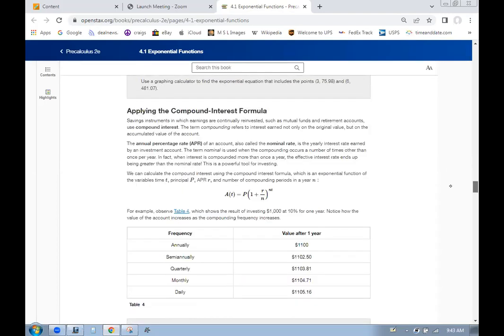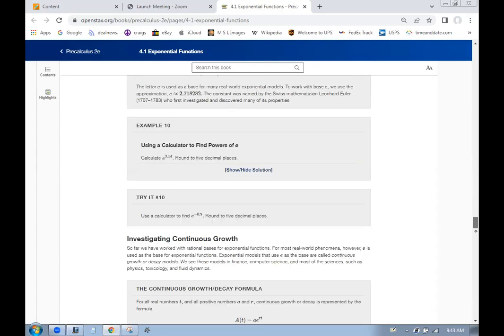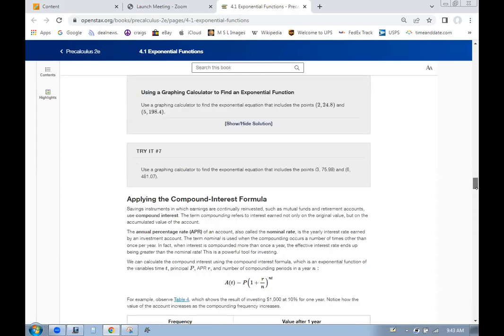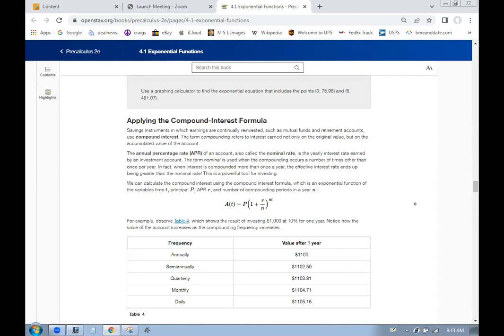Next time we will do compound interest, which I assume y'all have seen before. All right, it's not hard. The hardest part is plugging it into your calculator correctly. You didn't mess that up. All right, let's get out of here.